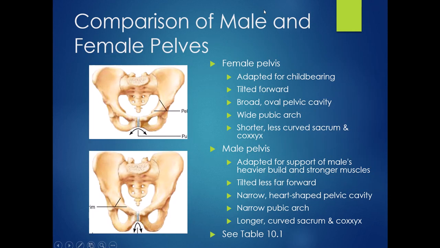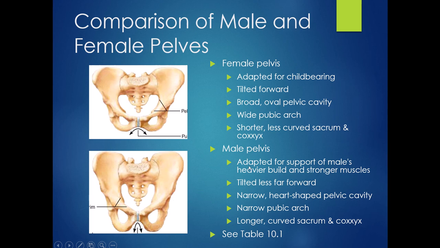If we look at a female pelvis versus a male pelvis, it's definitely one of the things that you want to do. When it comes to trying to figure out which one is which, what is the one thing that women do that men don't? That, of course, is childbirth. So the female pelvis is adapted for childbirth, so it's tilted more forward. It has a very broad, oval-shaped pelvic cavity, a very wide pubic arch, and then the sacrum tends to be shorter. It's not as curved.